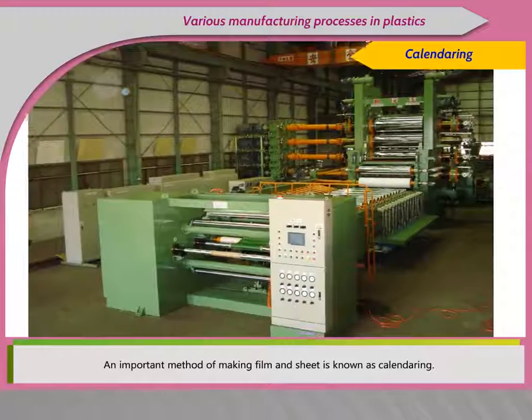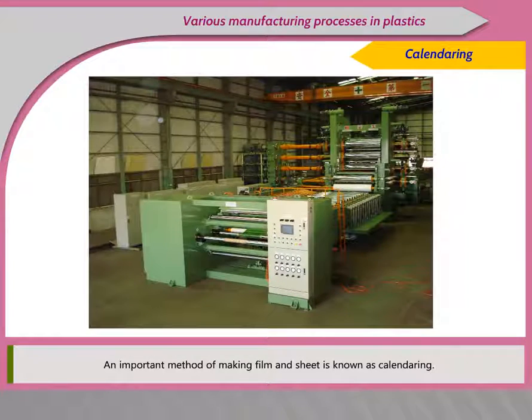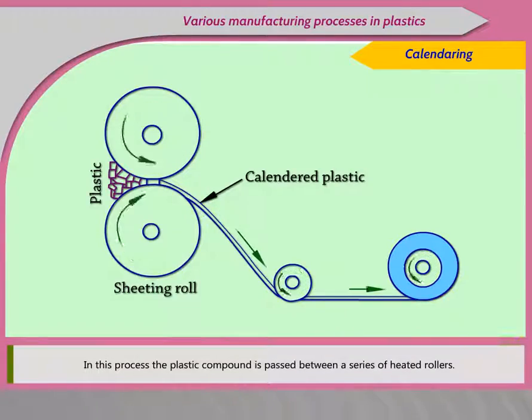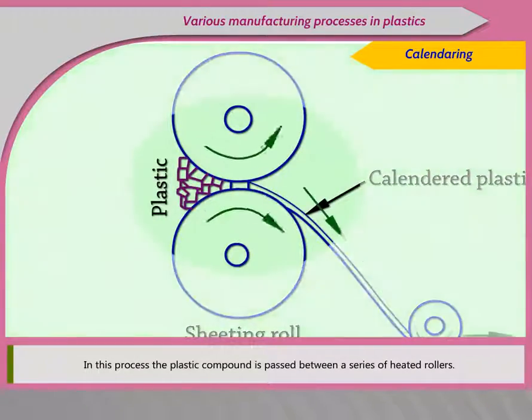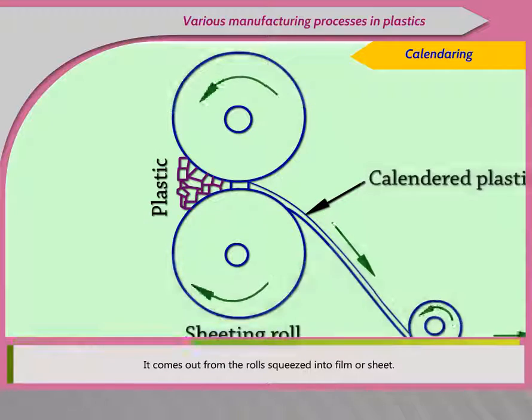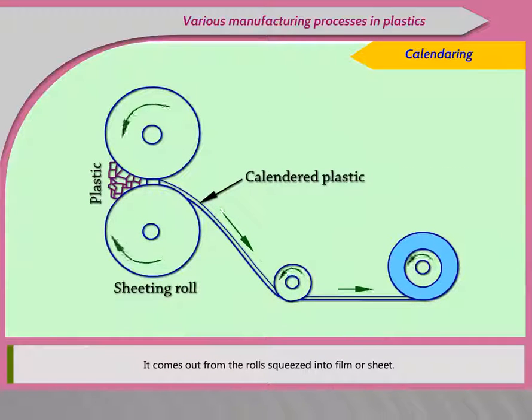Calendaring. An important method of making film and sheet is known as calendaring. In this process, the plastic compound is passed between a series of heated rollers. It comes out from the rolls squeezed into film or sheet.